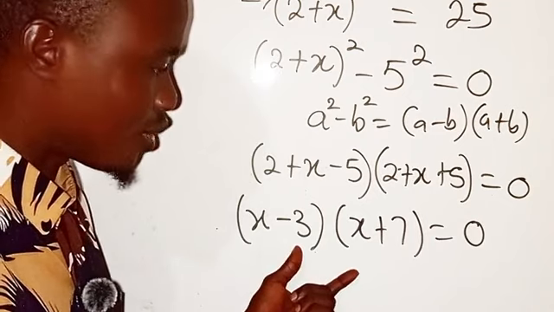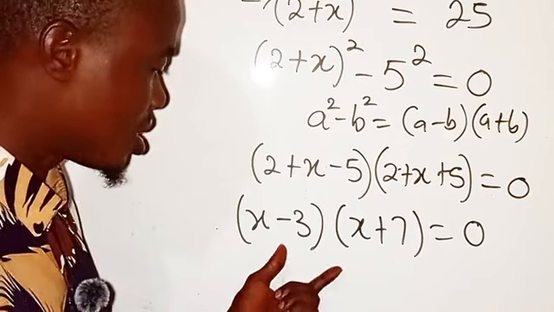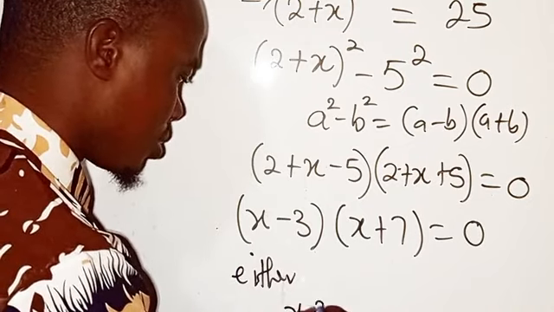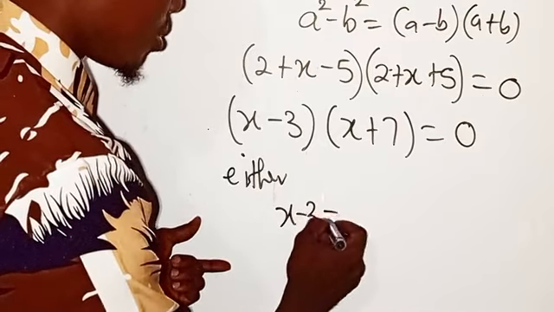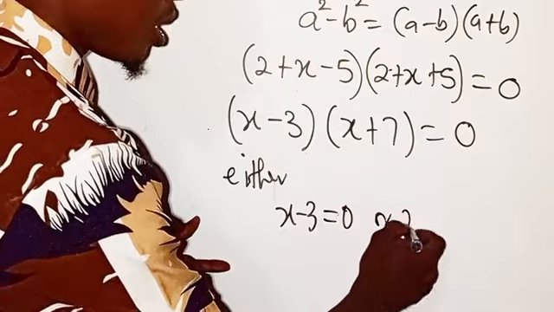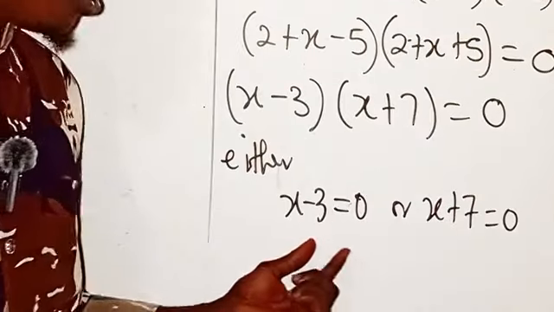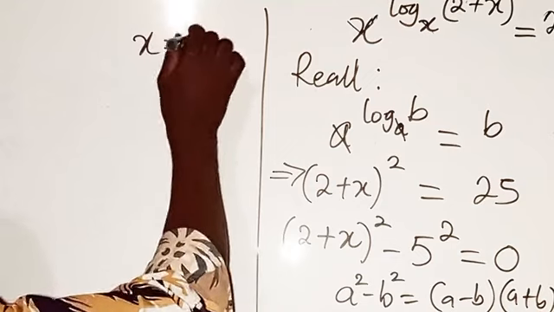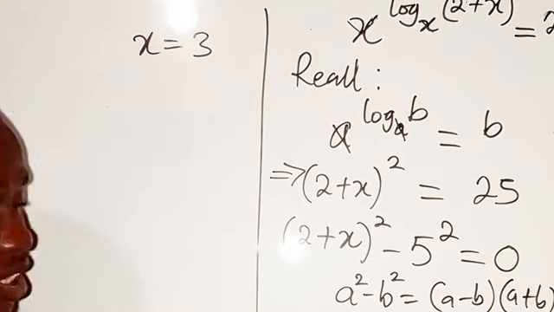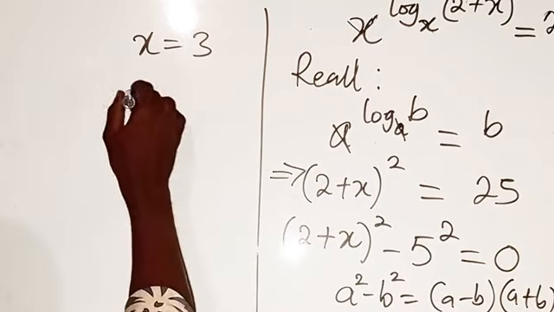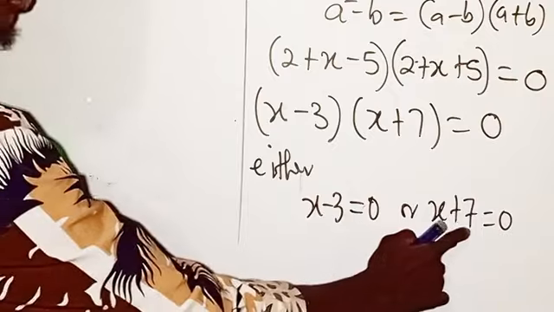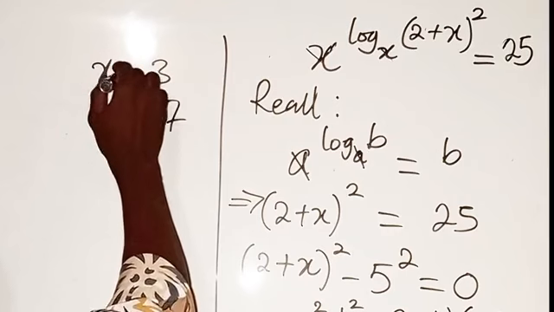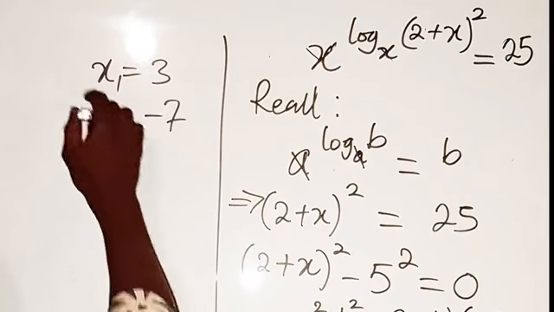Now from here, this is 0 from equation, so it is either x minus 3 equals 0, or we have x plus 7 to be 0. We have x minus 3 equals 0 here, so this is telling us that x equals 3. If this 3 should be transposed to the right hand side, then also we have x to be, when this 7 is transposed to the right hand side, we're going to have minus 7. So we have x1 and we have x2 to be this.